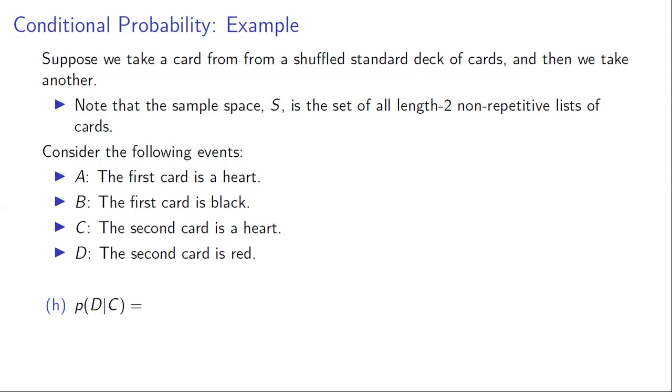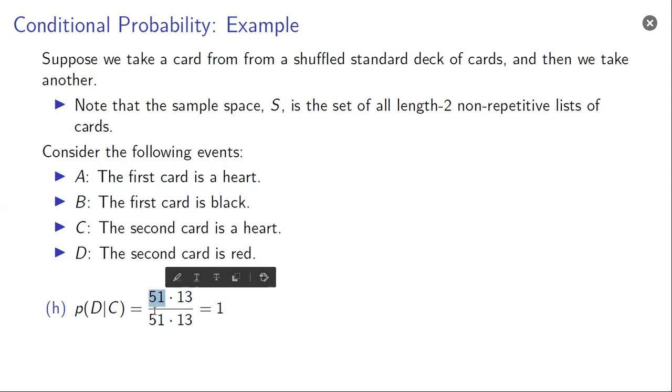Okay, next, what's the probability of D given C? So what's the probability that the second card is red, given that we know it was a heart? If we know it was a heart, then the second card has to be a red heart. There are 13 of those, and the first card could be any of the other 51 cards.